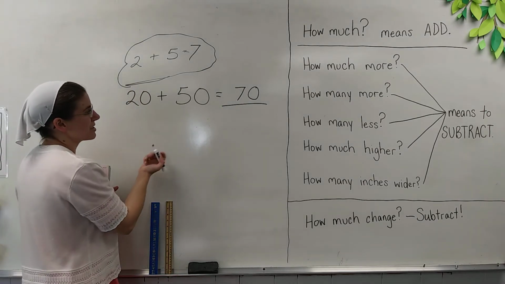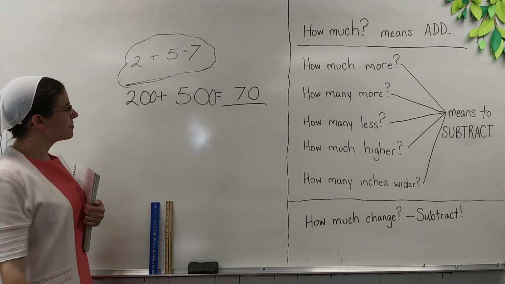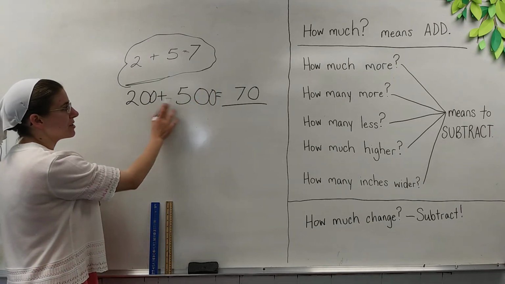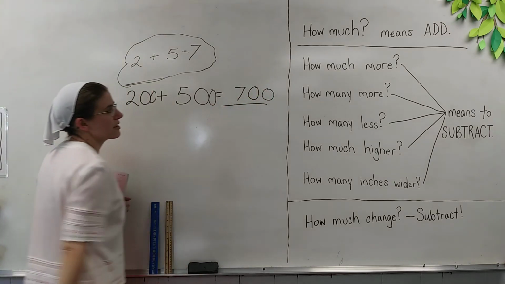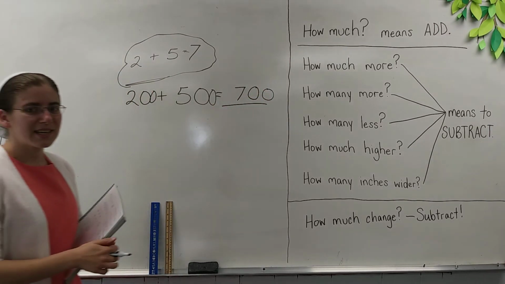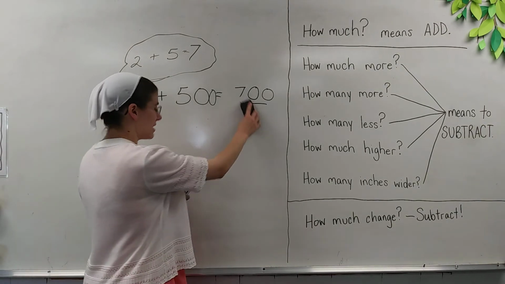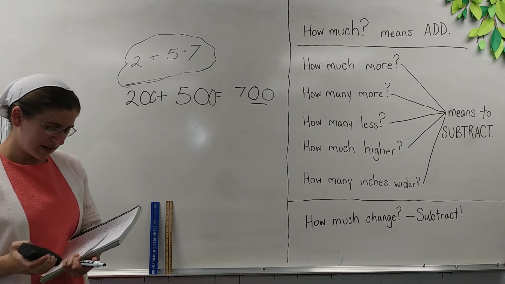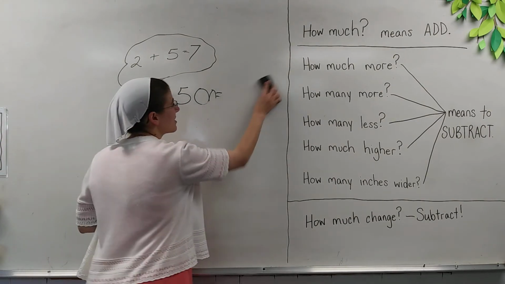Okay, and so we could do the same thing. If this was 200 plus 500, we'd add the hundreds. 2 plus 5 is 7, and then we'd put 2 zeros behind our 7. Okay, so that's adding, that's when they ask you to add in your head, that is what we're doing.